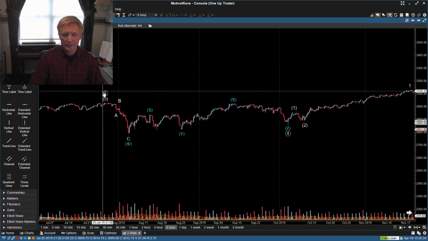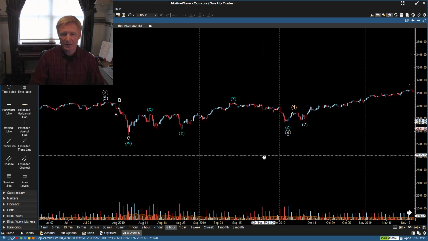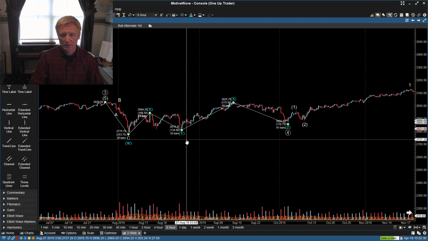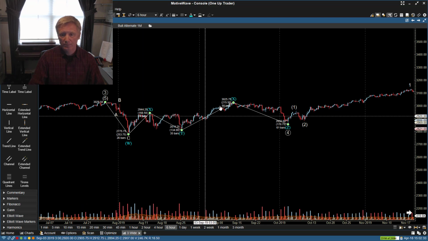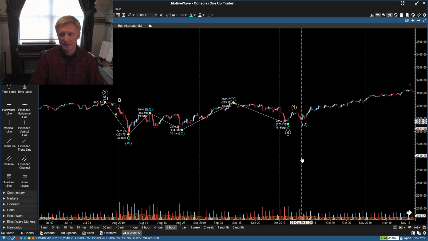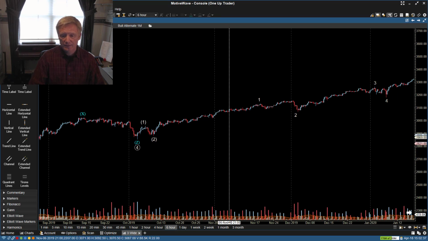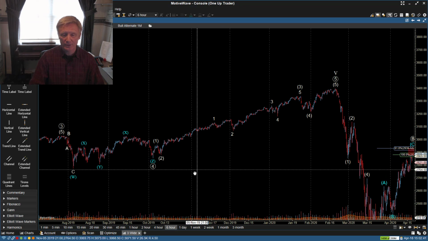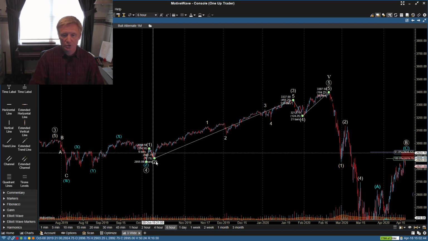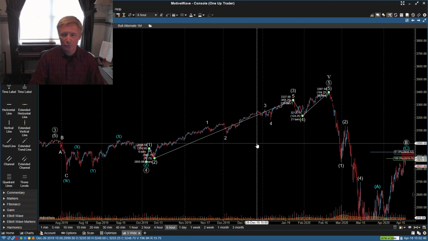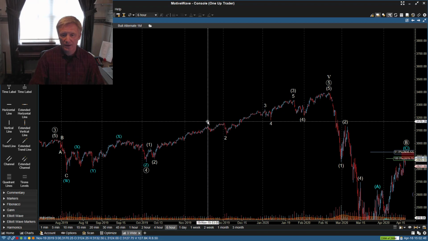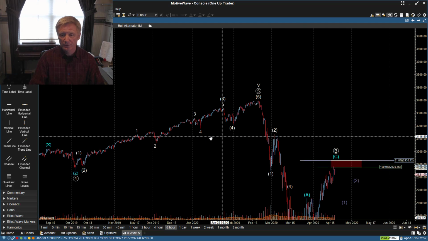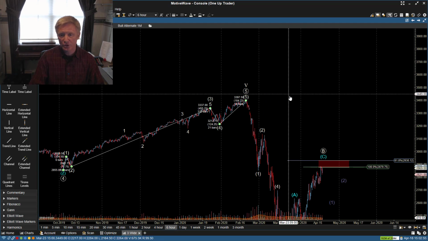So wave 3 and wave 4 I have as a complex correction. ABC for W, X, Y, ABC for Y, X, and then a Z for 4. Then pretty extended out 5th wave here, which I'm counting as 1, 2, and then wave 3 is counted by these 5 waves. 1, 2, 3, 4, 5, and this finishes this off.